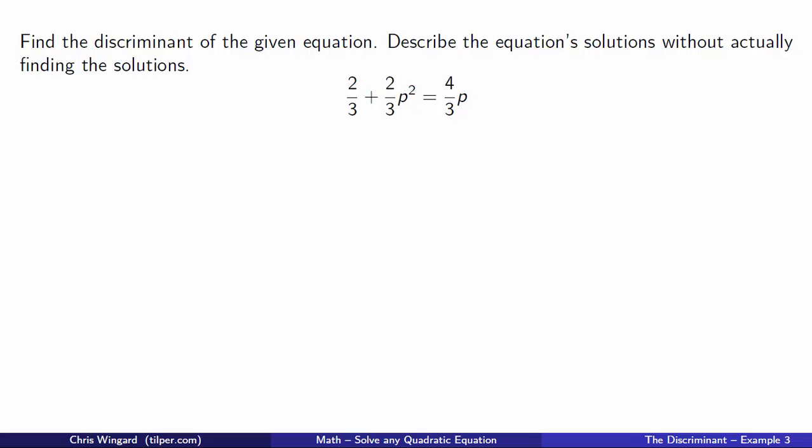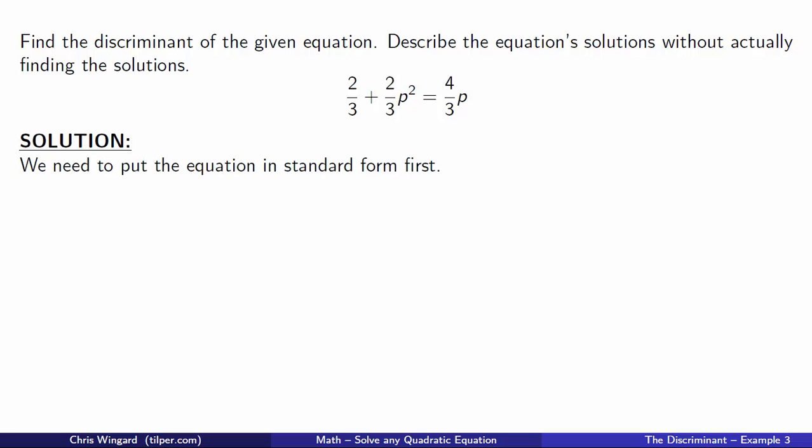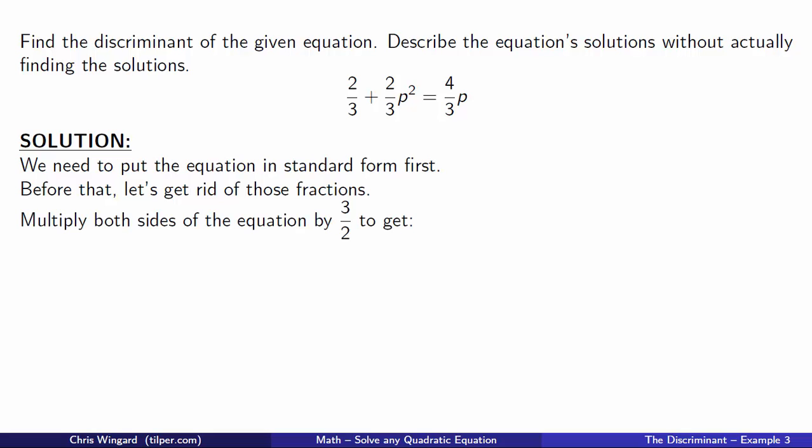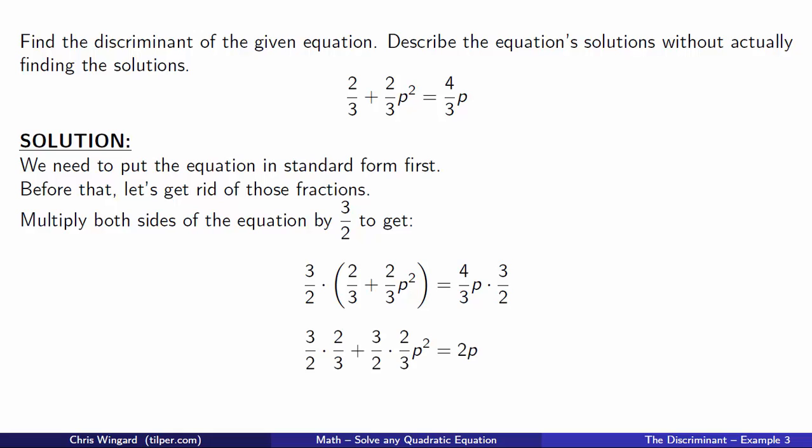So a little bit messier because we have fractions now. And again, just like always, we need to put this equation in standard form first. But before that, let's go ahead and get rid of those fractions. So multiply both sides of this equation by 3/2, and we're going to get 3/2 times the quantity 2/3 plus 2/3 p squared. And then on the right-hand side, we have 4/3 p times 3/2.